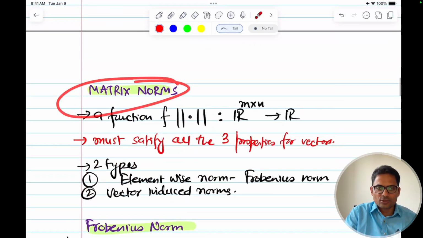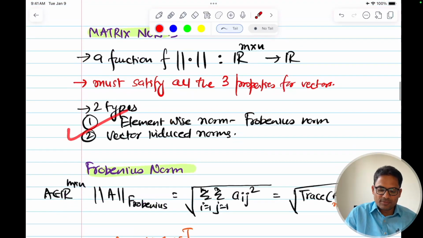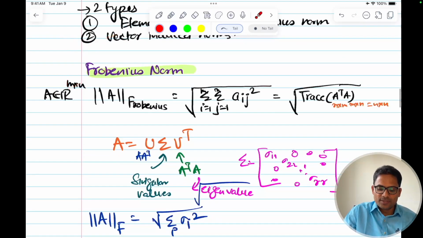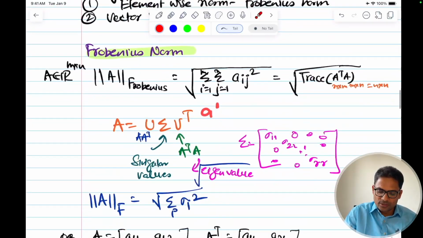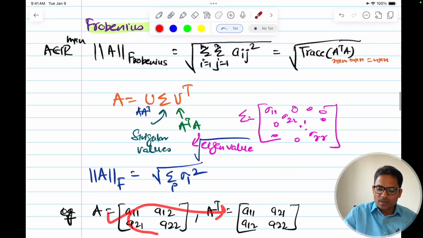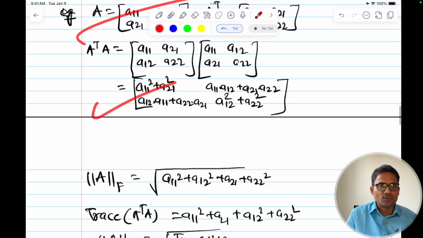And then we came to matrix norms. There are 2 types: one is element-wise, and the second is vector induced norms. The first element-wise norm was the Frobenius norm, where we square all the individual elements of the matrix and take a square root of that. It is very common, and this is also equal to the trace of A transpose A. We also proved that and saw that.